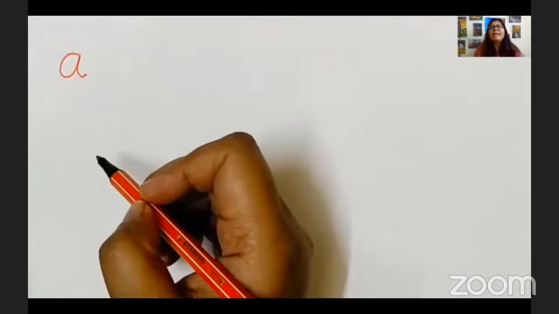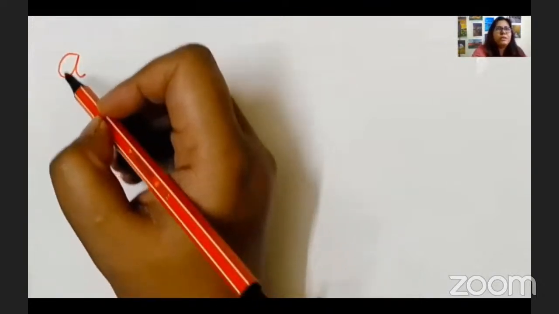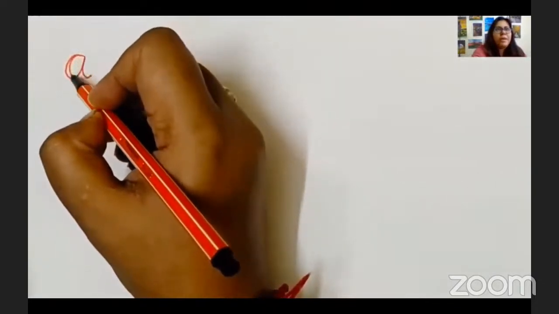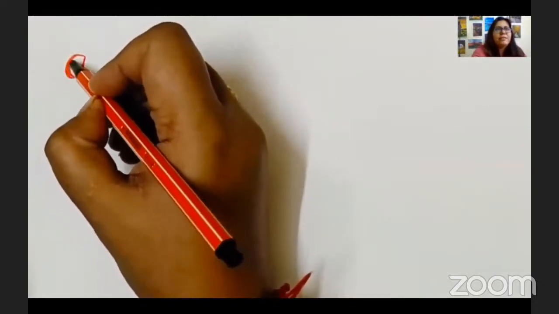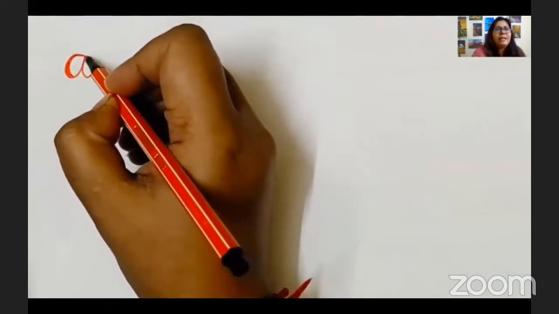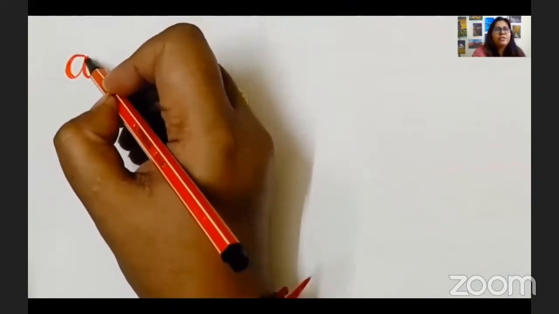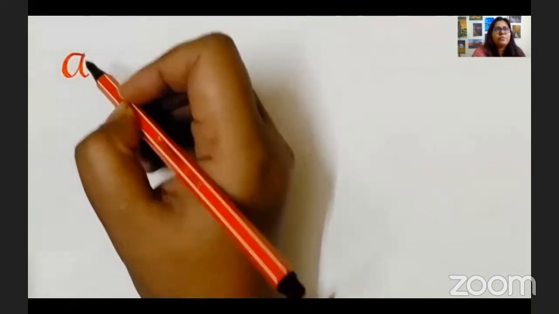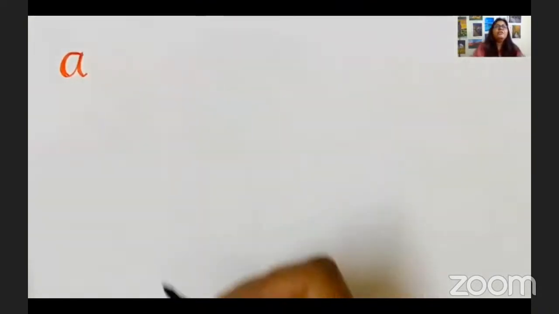Okay, so wherever my hand has gone down, I will just darken those portions. So this portion, my hand went down like this. I will darken it. And here also, I will just darken this one also. Okay, so we have the first letter, A.